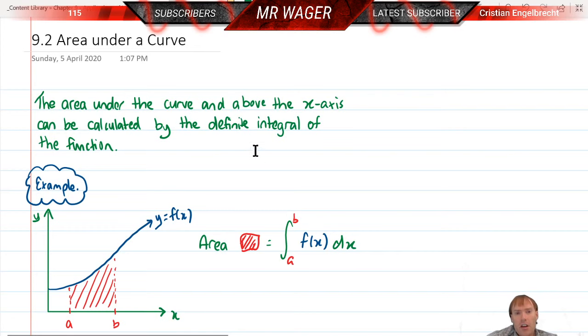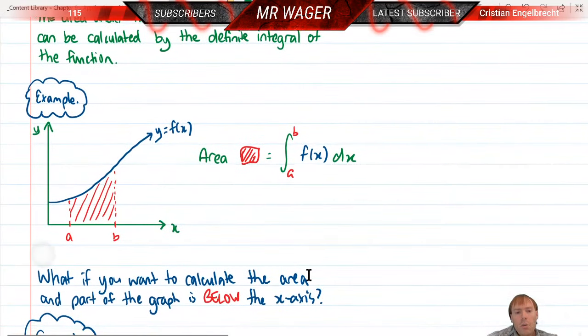So the area under the curve and above the x-axis can be calculated by the definite integral of the function. Okay, so that's what we've covered before. So you've got this random function, and the area underneath between a and b is equal to this thing. And this is using the fundamental theorem of calculus, the first one we talked about.